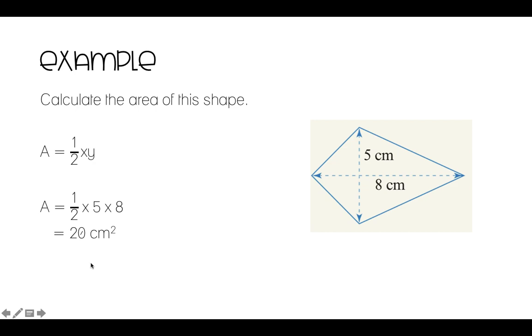Now don't forget, when working with measurement, you always need to include that unit. Do not forget that. And if it's area, you need to include the squared, because we're talking about a squared area.